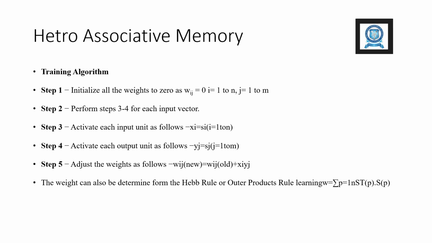Training algorithm for heteroassociative memory. Step 1. Initialize all the weights to 0. Step 2. Perform steps 3 to 4 for each input vector. Step 3. Activate each input unit. Step 4. Activate each output unit. Step 5. Adjust the weights. The weight can also be determined from the Hebb rule or outer products rule.